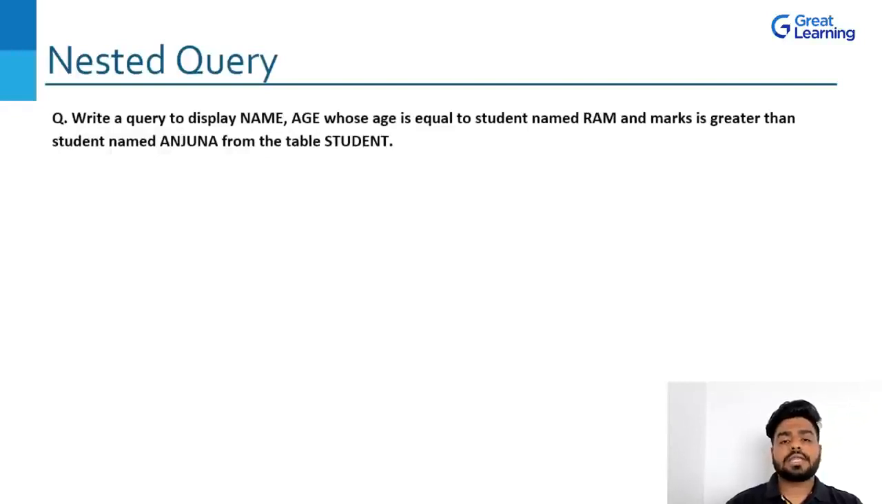Write a query to display name and age whose age is equal to the student named Ram and marks is greater than the student named Anjana from the table student. Now this particular question is really very frustrating. Why? Because we need to display name and age whose age is equal to the student named Ram, and marks is greater than the student named Anjana.